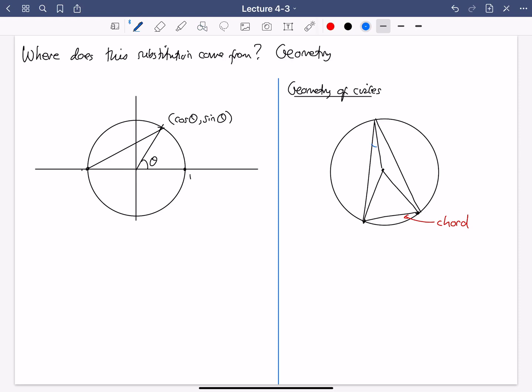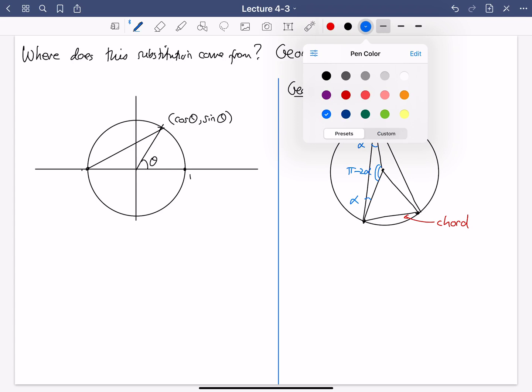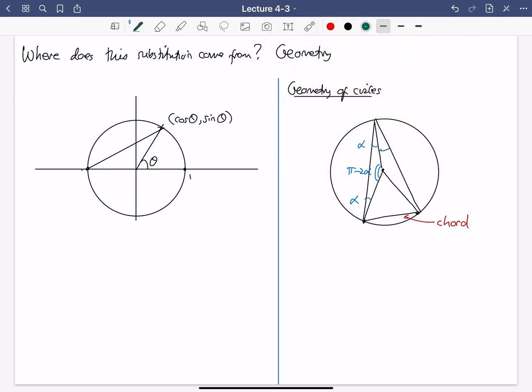So what's this angle here? Let's call that angle alpha. It's the same as that angle there, alpha, because that's a radius and that's a radius. So this is an isosceles triangle. And if those are both alpha, well then in this triangle, that angle there must be pi minus 2 alpha. Great. And let's call that angle there beta. Likewise, that's beta because we've got an isosceles triangle. And so that angle must be pi minus 2 beta.